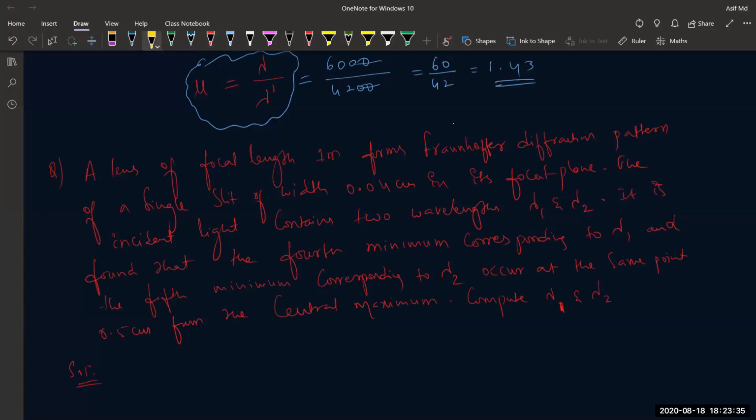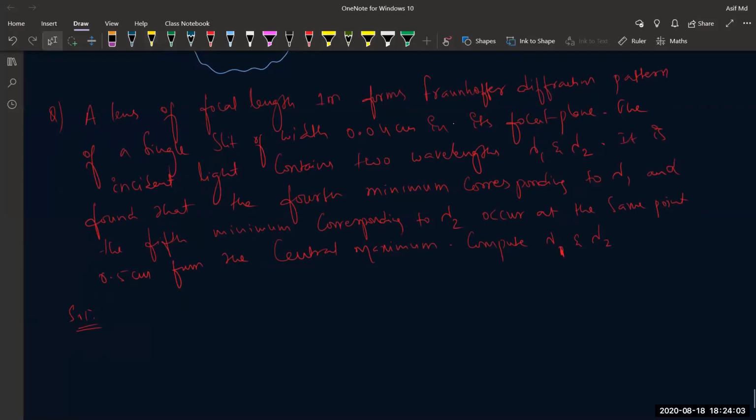What is the focal length given, beta? 1 meter. It forms a Fraunhofer diffraction pattern of a single slit of width 0.04 centimeter in its focal plane. The incident light contains two wavelengths, lambda 1 and lambda 2. It is found that the fourth minimum corresponding to lambda 1 and the fifth minimum corresponding to lambda 2 occur at the same point, 0.5 meter from the central maximum. Now calculate the values of lambda 1 and lambda 2.